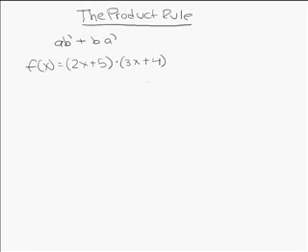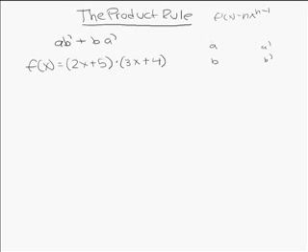Now, what we do is we construct a little table like so. We're going to label A, B, A prime, and B prime. Now we're going to recall the power rule, which tells us that f prime of x equals n x to the n minus 1. So what we're going to do is use the power rule on each polynomial term individually.